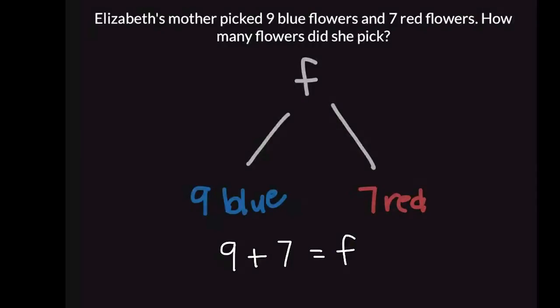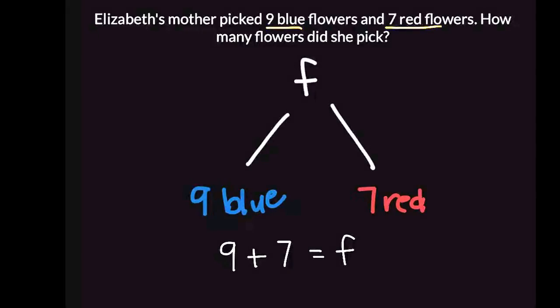Here we have our first example problem. This one says, Elizabeth's mother picked 9 blue flowers and 7 red flowers. How many flowers did she pick? So this is a type of problem where I'm going to need to add together the two addends, or the two numbers, in order to find the total amount of flowers that she picked. From the problem, I know that there were 9 blue flowers and 7 red flowers. The piece that was missing was the total: how many flowers did she pick in all?